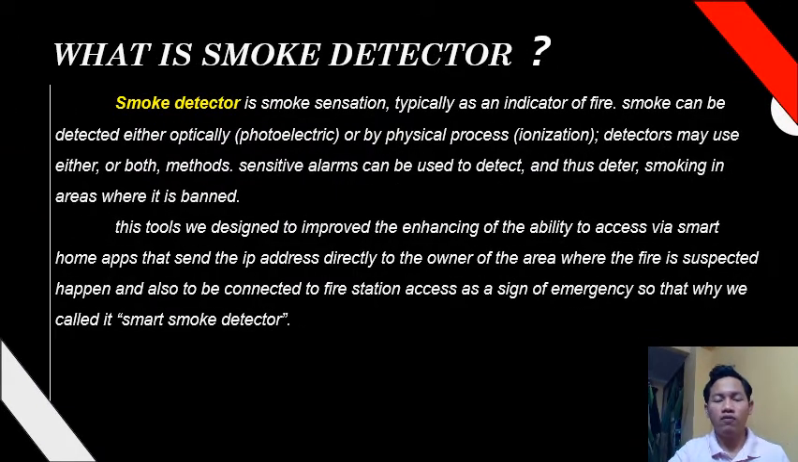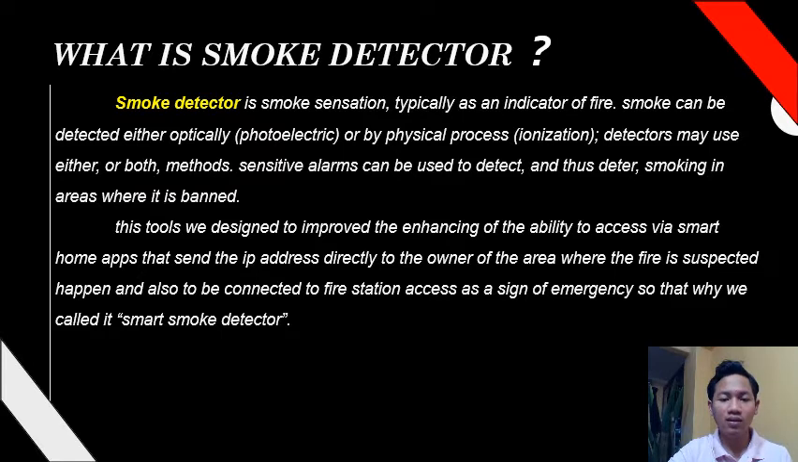Okay, next we must know what is meant by the smoke detector. A smoke detector is a smoke sensor, typically used as an indicator of fire. Smoke can be detected either optically, by photoelectric, or by a physical process, ionization. Detectors may use either or both methods. Sensitive alarms can also be used to detect dust, litter, and smoking in areas where it is banned.